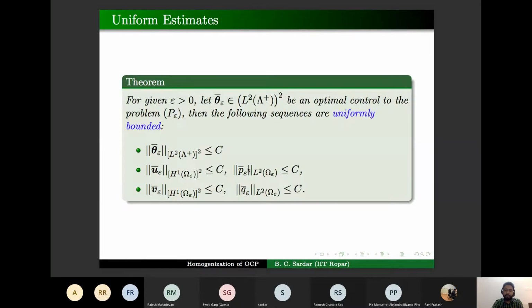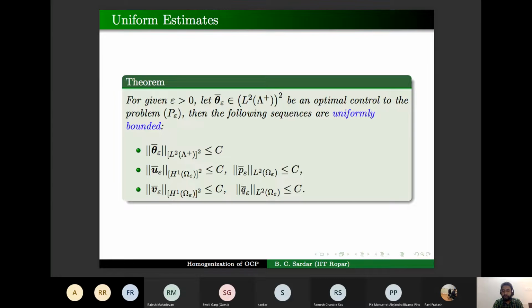So now you have to move into the next step, where we want to pass to the limit. For that we need some uniform bound. If theta epsilon bar is the optimal control, then we'll have this uniform bound on theta epsilon in the L2 norm on the reference cell, where C is a generic constant independent of epsilon. We also need this bound for U epsilon bar, P epsilon bar, the corresponding pressure, and the corresponding adjoint problem V epsilon bar and Q epsilon bar.